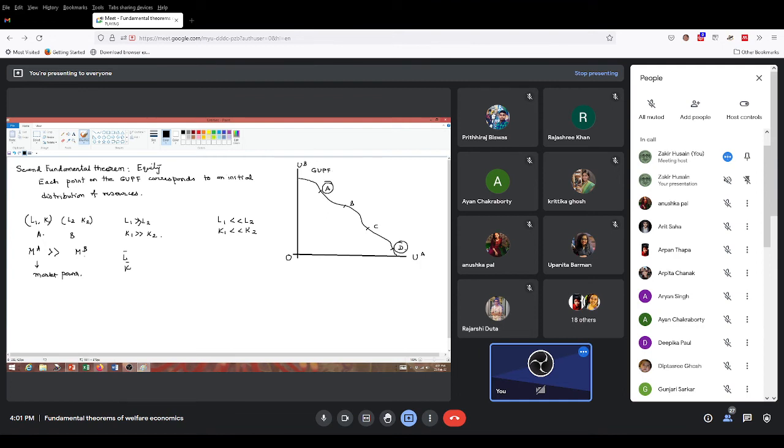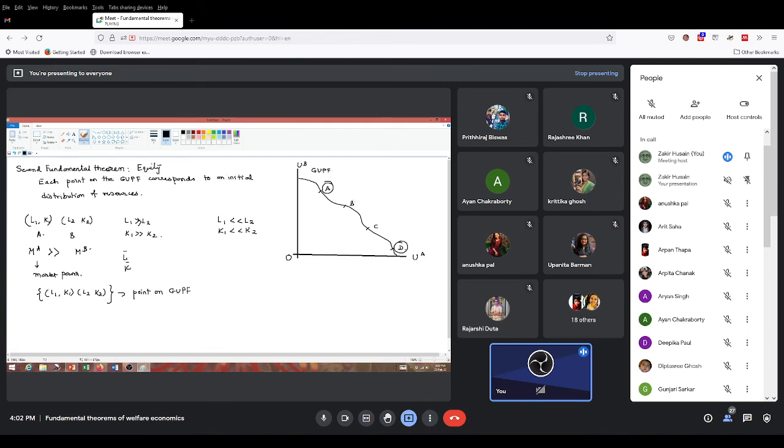So that means if you change this distribution, sorry, it should be L1. Corresponding to this distribution, you have a point on the GUPF. And if you change this distribution, you will move from one point to another point. So now the solution to the equity problem becomes very easy.